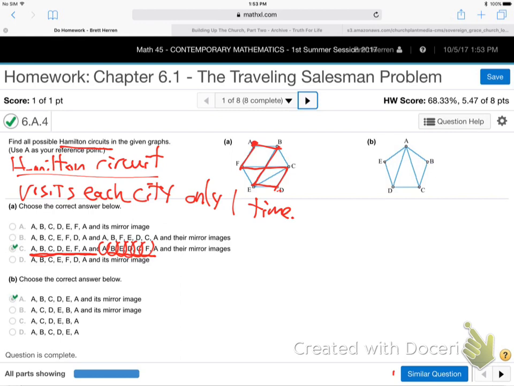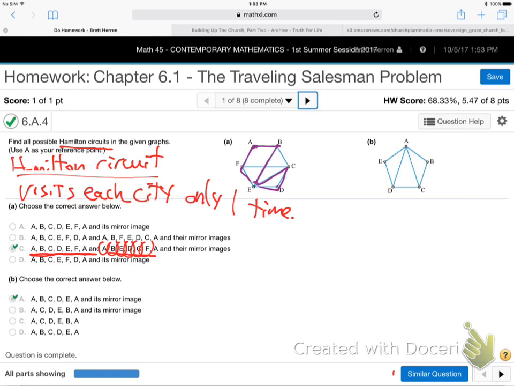Maybe it'd be helpful if I said what would not be a Hamilton circuit. Say you said, okay, I'm going to go from A to B to E to D, C, back to E, F, A. That would be bad. That would not be a Hamilton circuit. Why? What did I do wrong? Did you see I hit E twice? Let me show you that again.